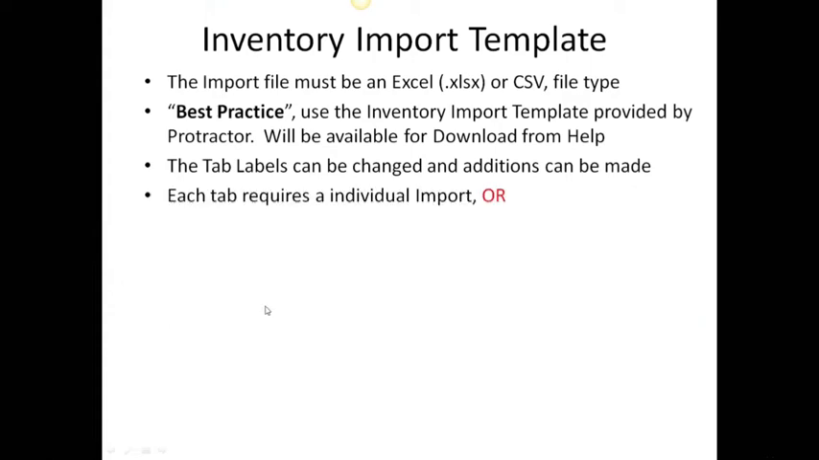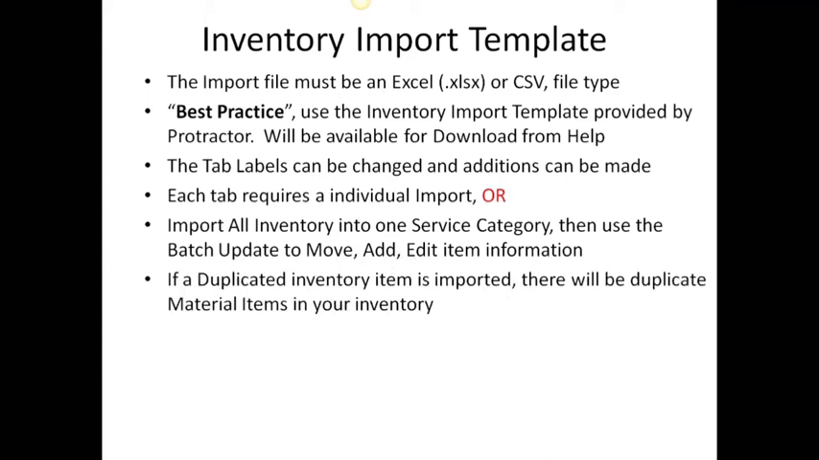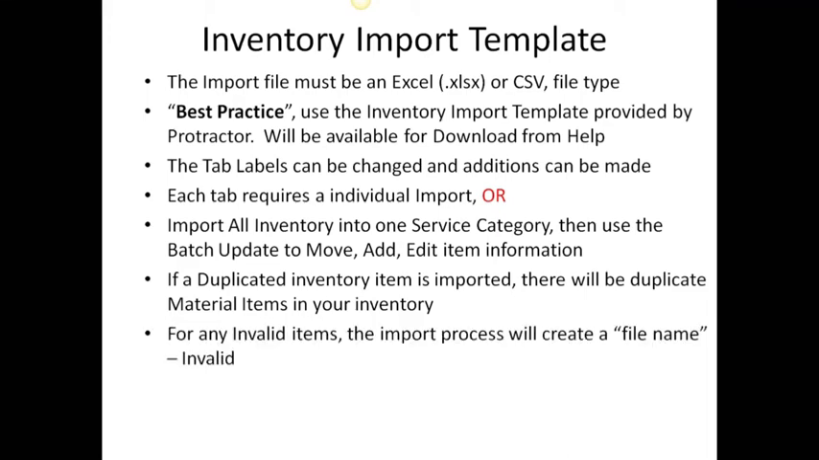Other things on this: each tab requires an individual import, or what I often do is import all the inventory into one service category, and then I use the batch update to move, add, or edit any other information. So you have options once you learn a little more about how to use these. Just a note, if you have duplicated inventory on the import, there will be duplicate part numbers in your system. So if you already have a part number in and you import it a second time, you're going to have 2 of them. If you import it a third time, you're going to have 3 of them. So make sure you don't have items on your import template that have already been imported.